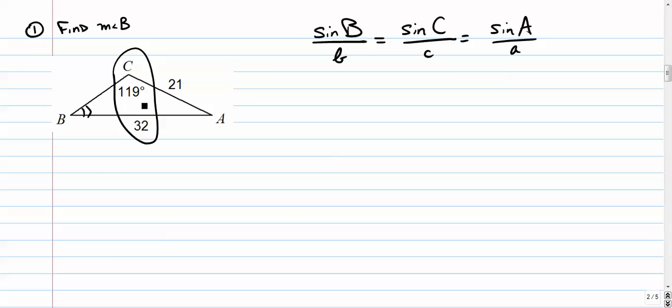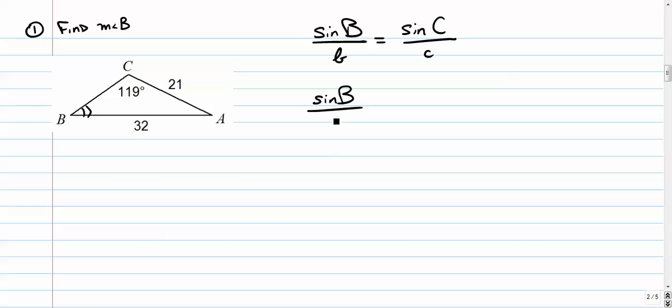Capital C and small c are given, so we're probably going to keep the middle one. And you'll notice that A is not given, nor is lowercase a. So that's probably going to be the one that we're going to eliminate. We don't need that one. We're just going to use these two. So we're looking for capital B, so we're going to leave that blank. Lowercase b is 21. Capital C is 119. And lowercase c is 32. Remember, capital letter, lowercase letter across from it. It's nice correspondence there.